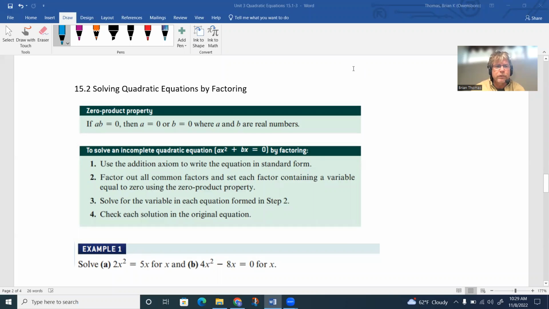So as we move into 15.2, solving quadratic equations, we're going to look at solving quadratic equations by factoring this time. We talked about a pure quadratic. Now we're going to look at some other types of quadratics. One of the things we have going on here is what's called the zero product property.